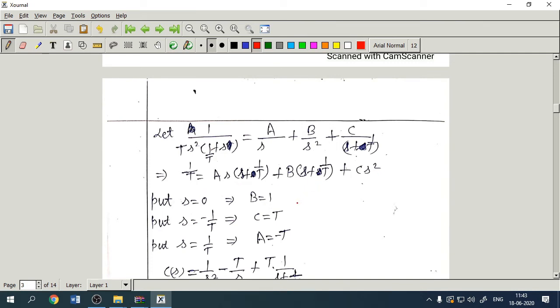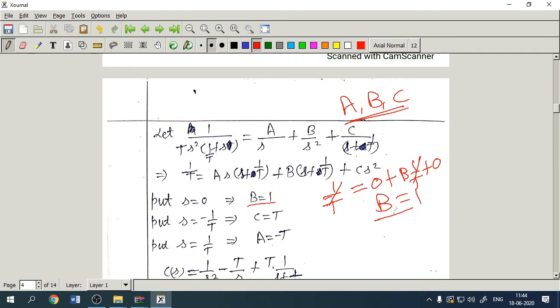Now we multiply by s square into (s plus 1 upon T), and we find this equation. Now we'll calculate the values of A, B and C. To find the values of A, B, C, first we put s equal to 0, then we find B is equal to 1. With s equal to 0, the other terms are 0, and we put B into 1 by T; the 1 upon T cancels, and B is equal to 1, right?